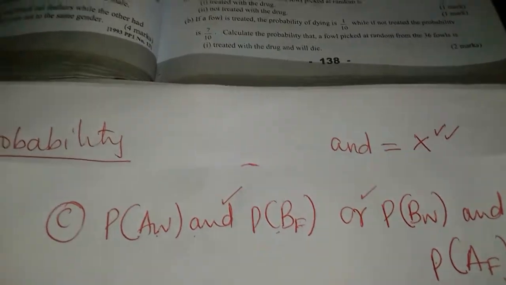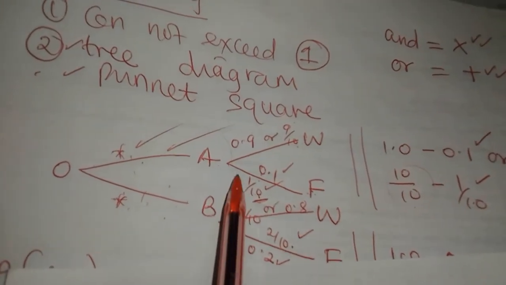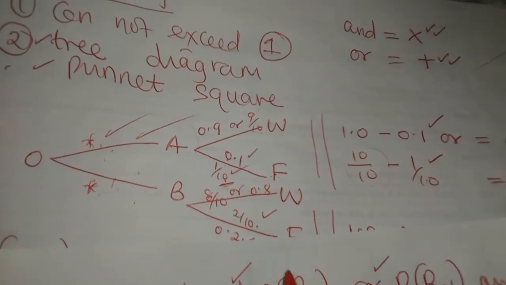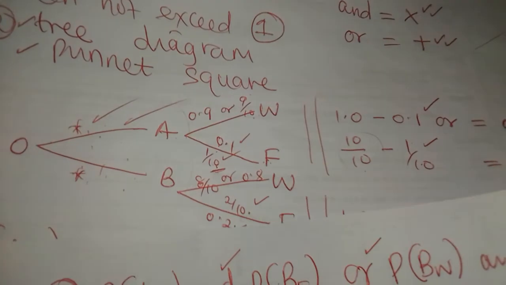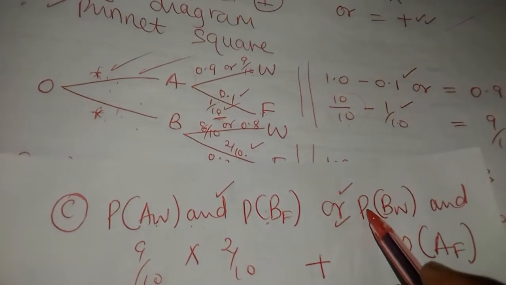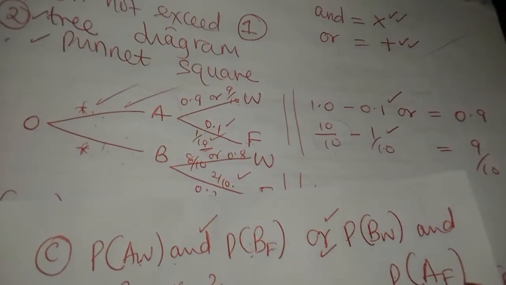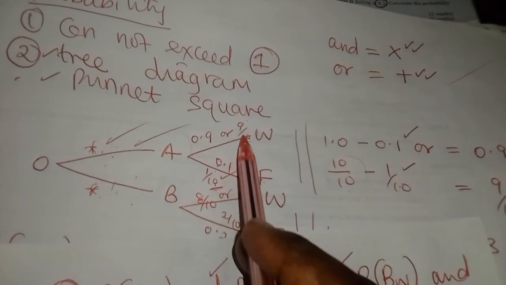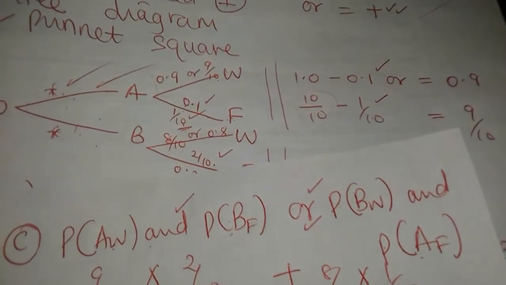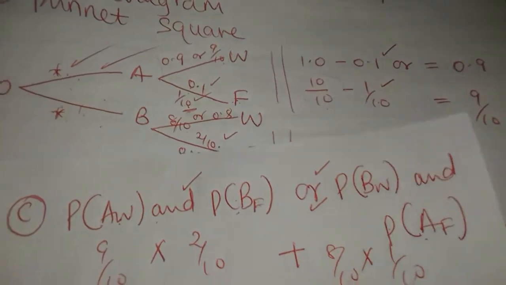So A working, let's go back to our tree diagram, then see what we are supposed to pick. So A working is actually 9 over 10. So I'll say 9 over 10 times B failing, which is 0.2 or 2 over 10. Then "or," I've told you means addition. Then probability of B working is 8 over 10, times A failing, that is 1 over 10. Good. So I'm going to have 18 over 100 add to 8 over 100. That gives me 26 over 100.